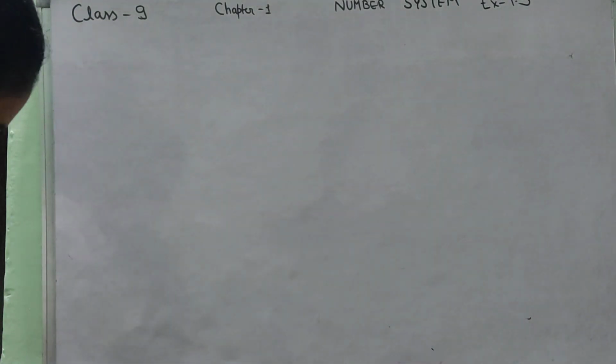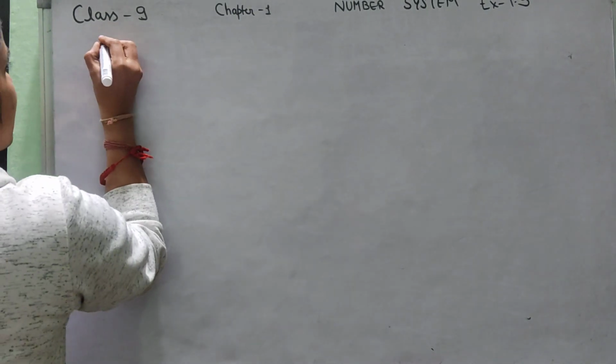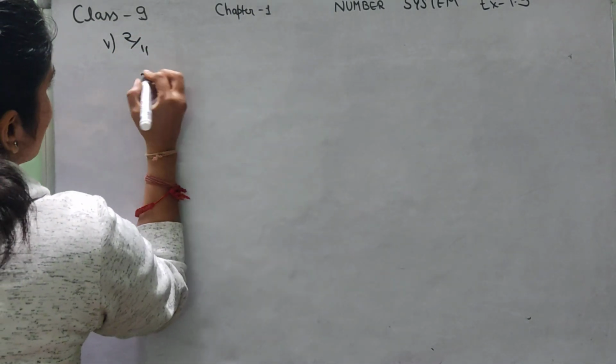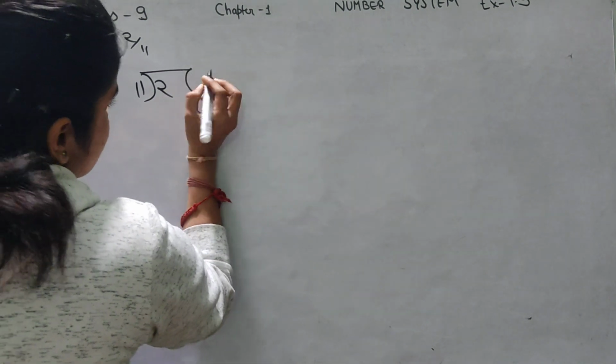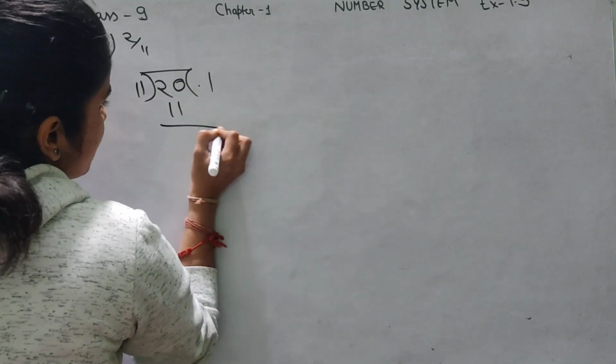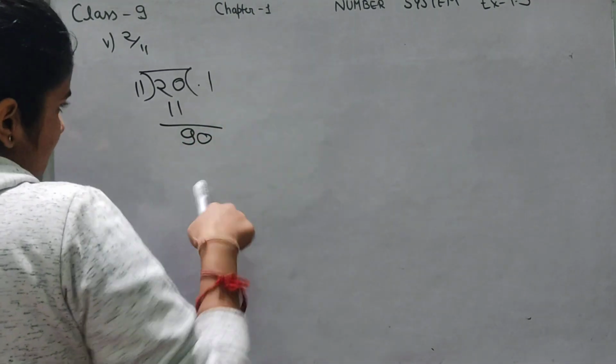Question number 5, which is 2 by 11. 11 divided by 2. As it is a single digit, put a point and increase a 0. 11 ones are 11, 9 left. 9 is not there, make it 0.